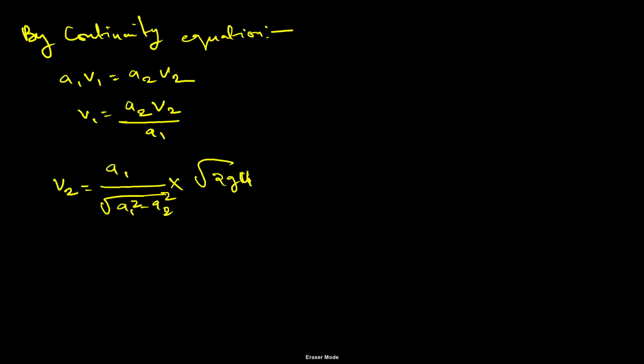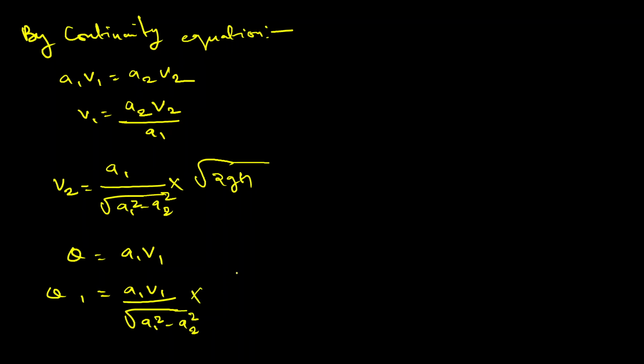Just wait here, I will erase this one. 2gh here. After that, I get the discharge, which is a1 v1. Discharge is equal to a1 a2 upon root over of a1 square minus a2 square into root over of 2gh.